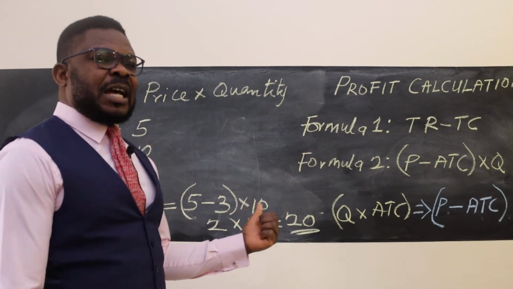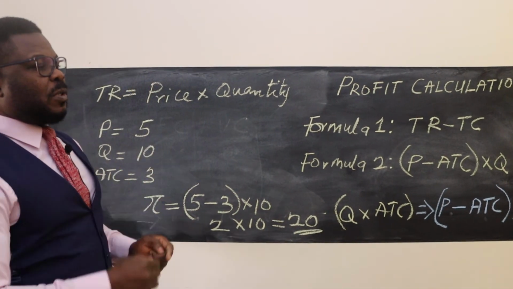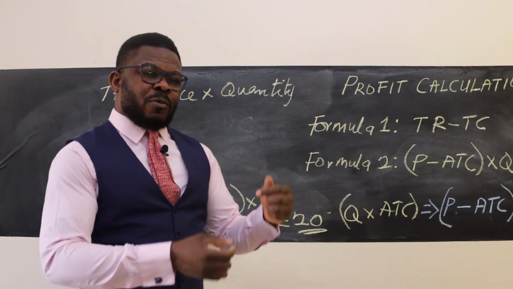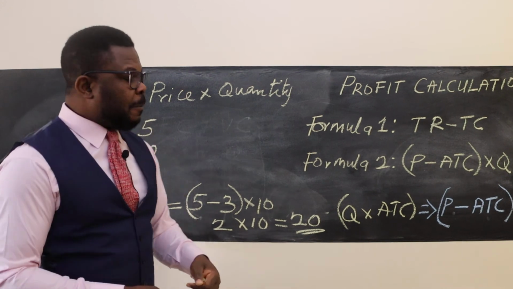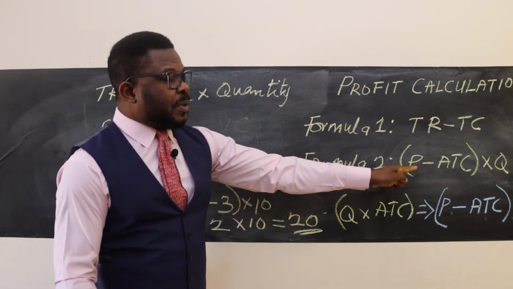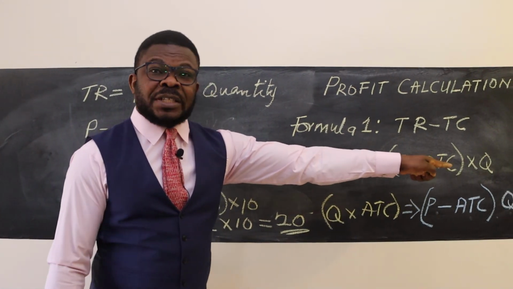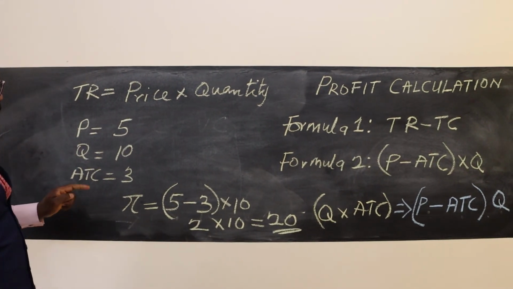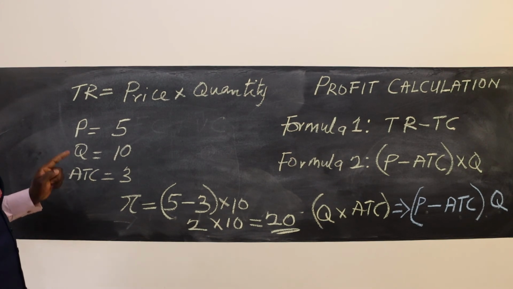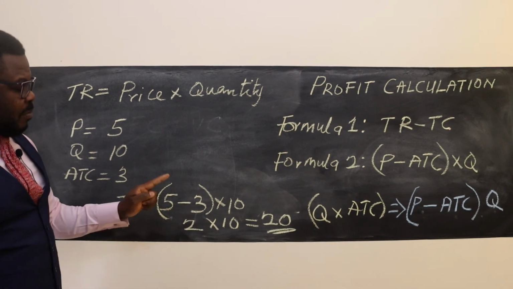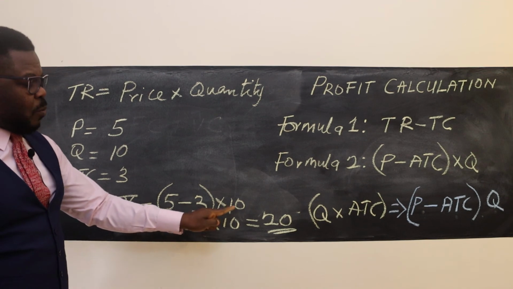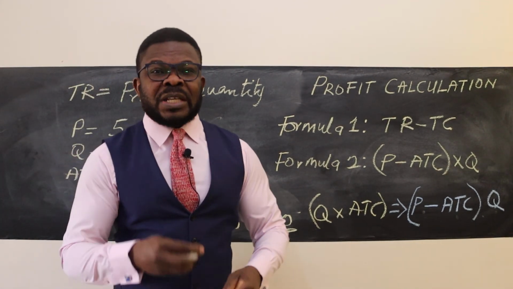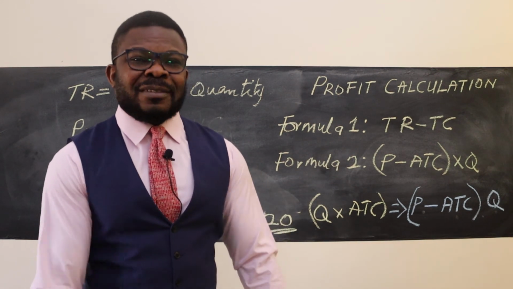So this is profit calculation. We worked through two different formulas: total revenue minus total cost, which is the easiest. Once you have the numbers, you can work them out. And formula 2, which is price minus ATC times quantity. Price minus ATC times quantity gives you a profit of 20. The opposite is true, but I'll capture that in a short while. Thank you.